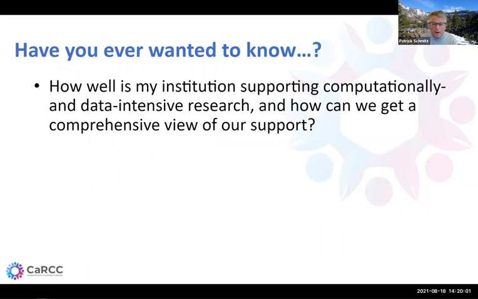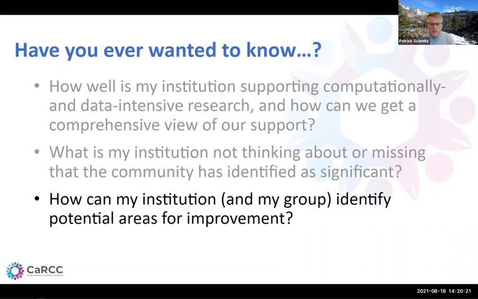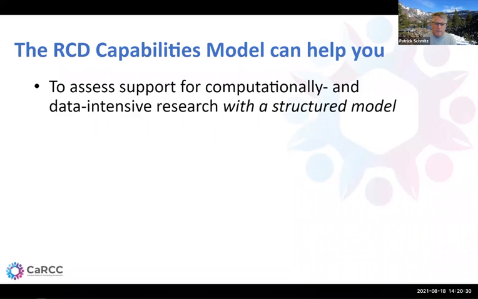So for those of you who are not already familiar with the capabilities model, many of us have at some point asked, how can we get a comprehensive view of our support? And how do we represent the state of our research, computing, and data services to leadership and key stakeholders? And then obviously, are we missing something? What else should we be paying attention to that we might not have thought of? And as we think about strategic planning, funding, and hiring, how can we identify areas for improvement and growth?